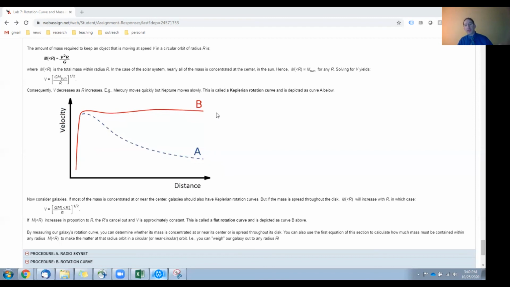So in this lab, you're going to take your distance measurements and your velocity measurements, plot the rotation curve, and determine whether our galaxy's mass is centrally concentrated or if it's distributed throughout the disk. Also, you can take these, and for each distance from the center that you probed, you can calculate how much mass is interior to that distance. In other words, you can weigh the galaxy. Okay, that is it for this overview video.